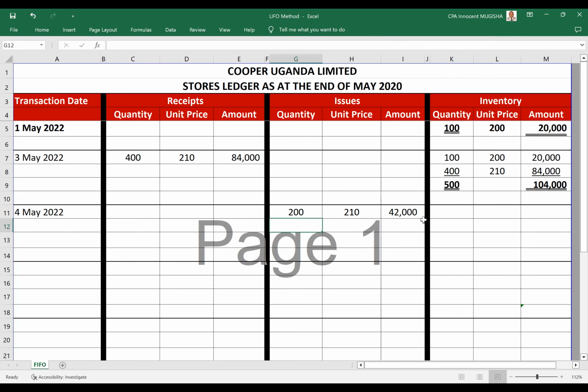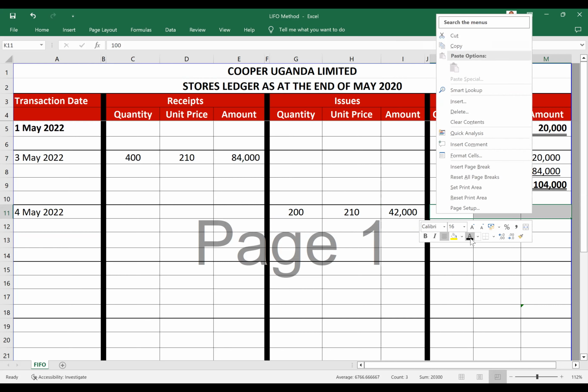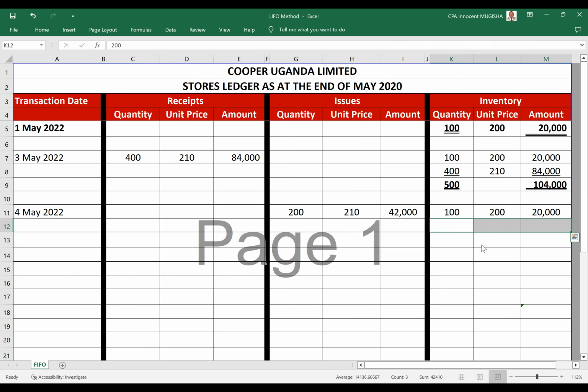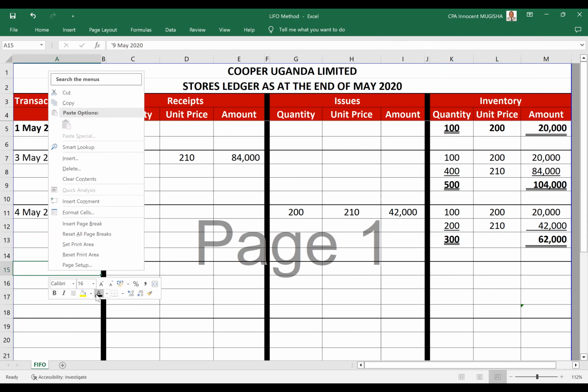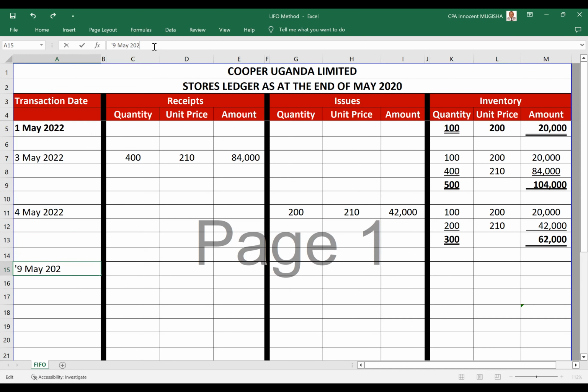Okay, perfect. So what's happening in the stores, Doreen, at the end of the 4th? You see, inventory is the stock you have, unsold, unutilized, unused, idle. That's what you call inventory. On the 4th in the store, we have 300 units, 100 at 200 and 200 at 210. Perfect. So that's a total of 62,000.